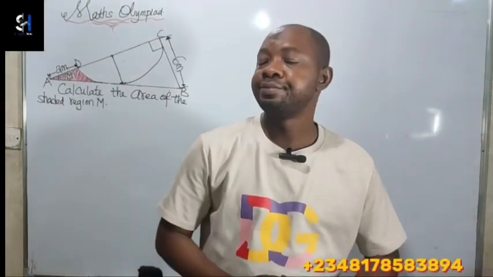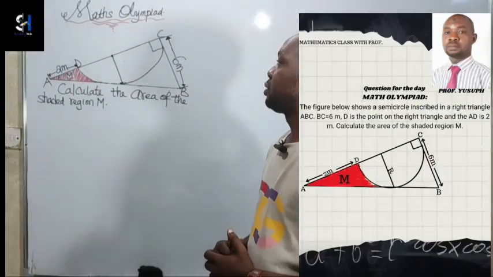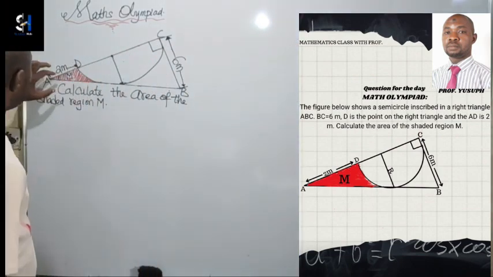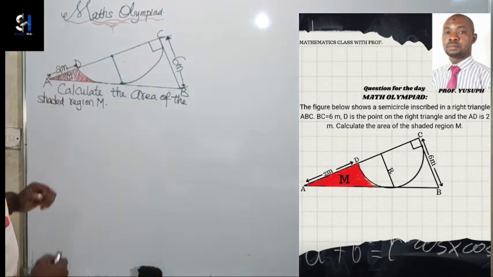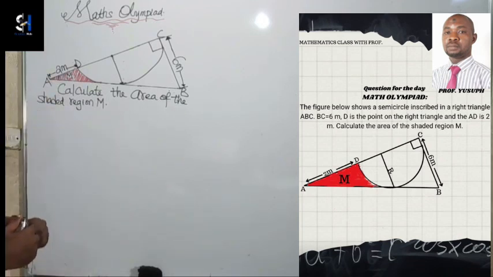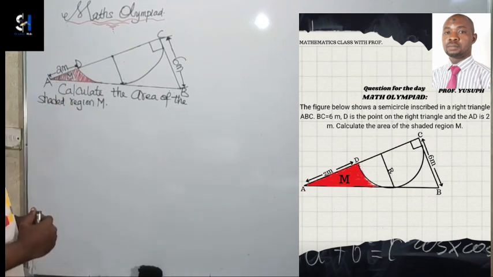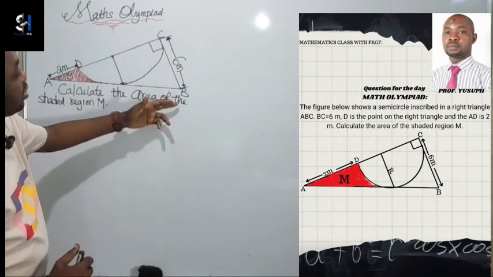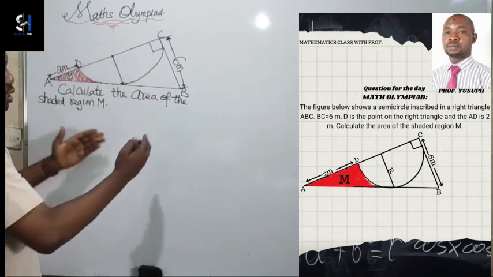Hello, everyone. All right, let's solve this Maths Olympiad question. We want to calculate the area of this region, the one labeled with the letter M. All right, so we have the length of this side.